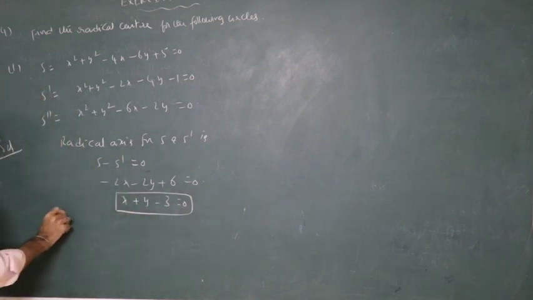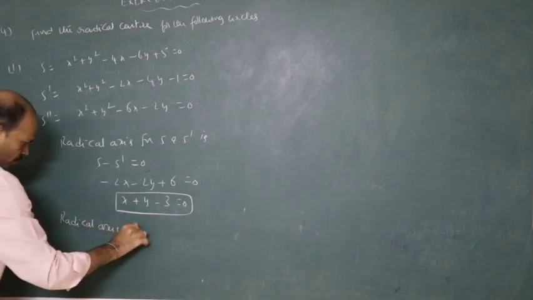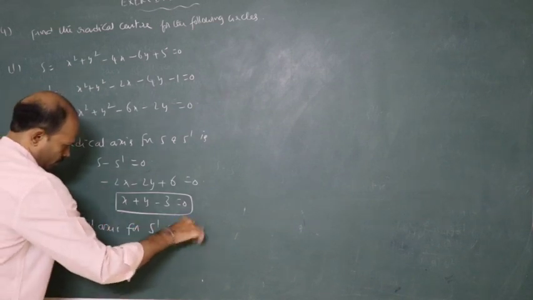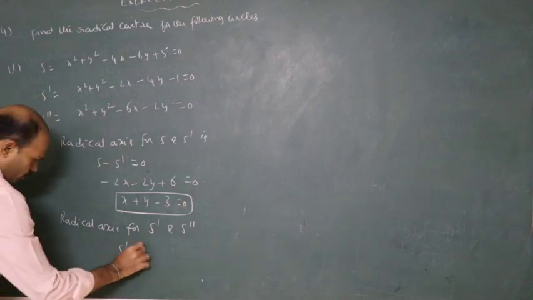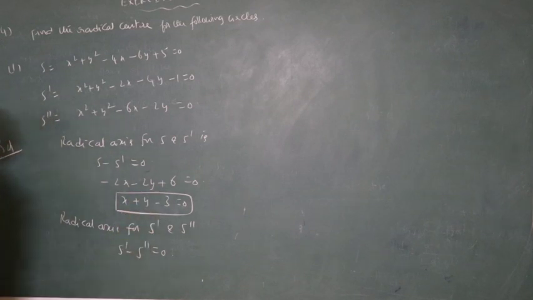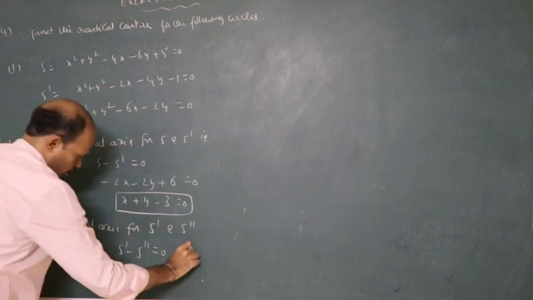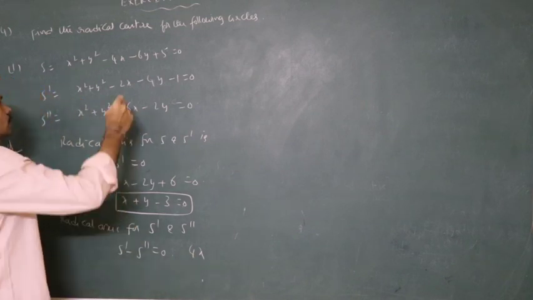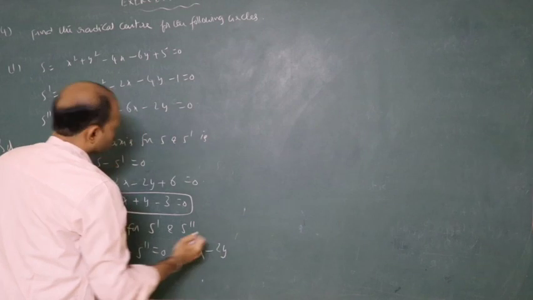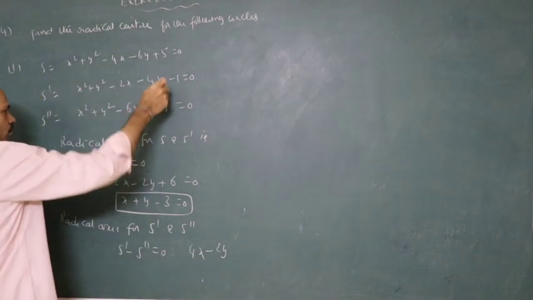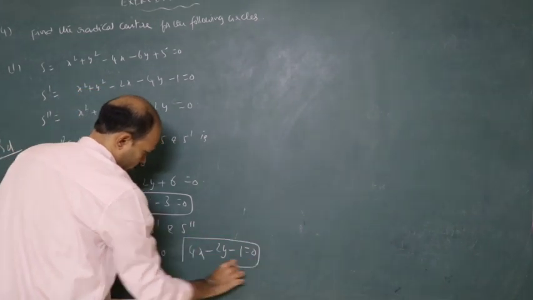Next, the radical axis for S dash and S double dash. Any two you can take, no problem. S dash minus S double dash is 0. Minus 2 plus 6, so plus 4x. Minus 4 plus 2, minus 2y. Minus 1 minus 0, minus 1 is equal to 0.